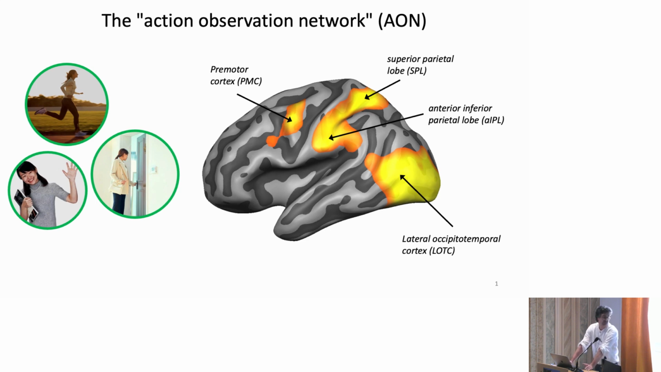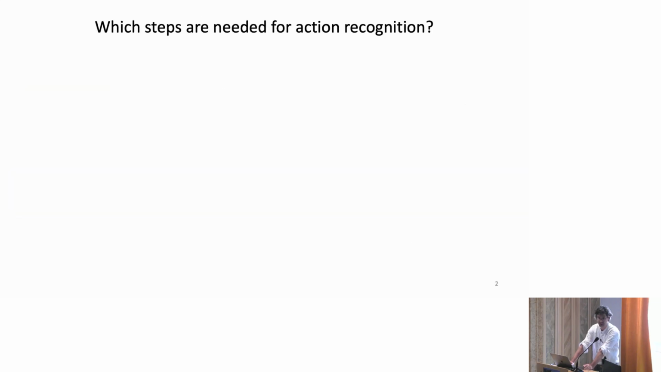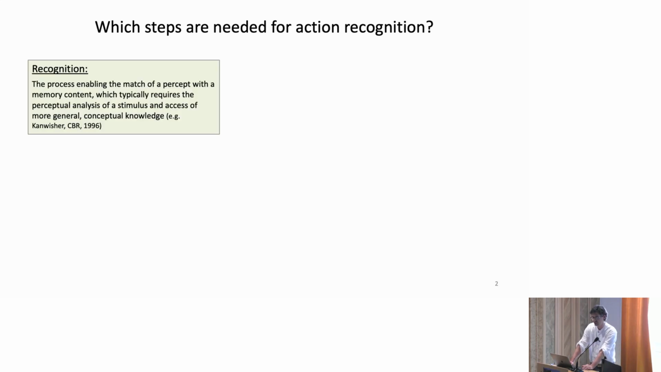Now, what is the role of these regions in action recognition? And surprisingly, this is still a matter of debate. Now, to approach the problem, we should start by asking what steps are actually needed for action recognition. So, in general, recognition can be defined as the process enabling the match of a percept with the memory content, which typically requires the perceptual analysis of a stimulus and conceptual access, the access of more general conceptual knowledge.